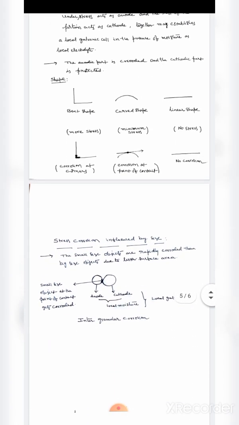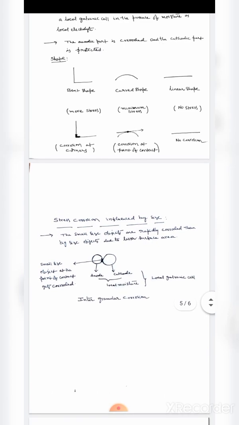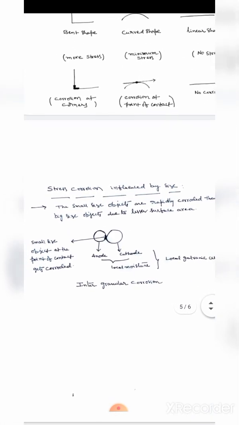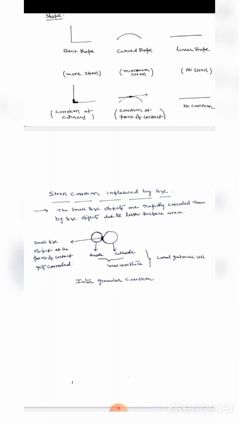The stress corrosion is also influenced by size. Small size objects are corroded more rapidly than big size objects due to lesser surface area. See, here we are taking a small size as an anode and the large size as a cathode. The small size object at the point of contact will get corroded. Between the small and the big size, that is the anode and cathode, a local galvanic cell will be produced due to local moisture. It is known as intergranular corrosion.